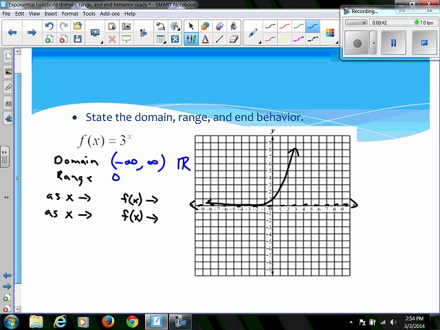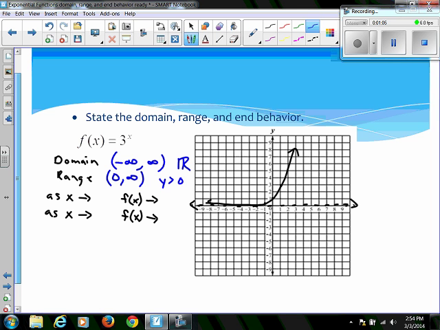Well, it only goes down to 0, and it goes up forever. Since it doesn't touch 0, we have to put parentheses instead of a bracket. So we read this as from 0 to infinity. Or, excuse me, between 0 and infinity. We could also write this as y is greater than 0.